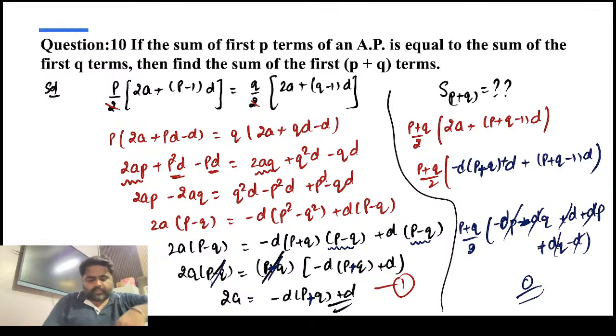No problem, it will come. You need to make some efforts. Yes. No, Rudra. This is p minus q. This was written by mistake.